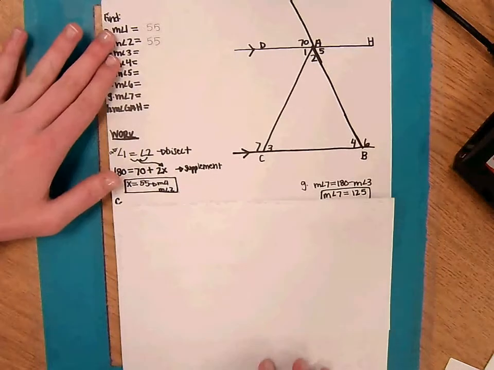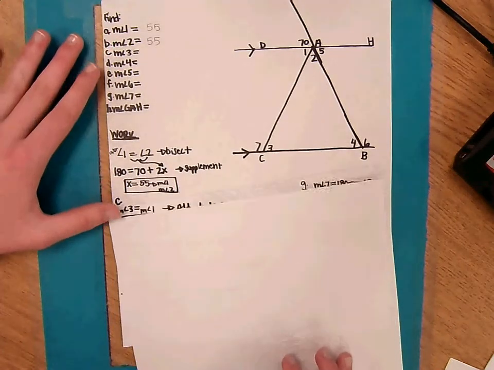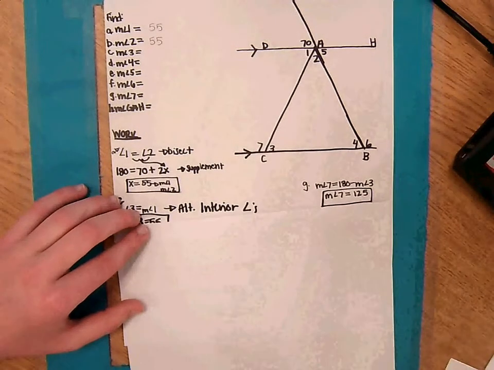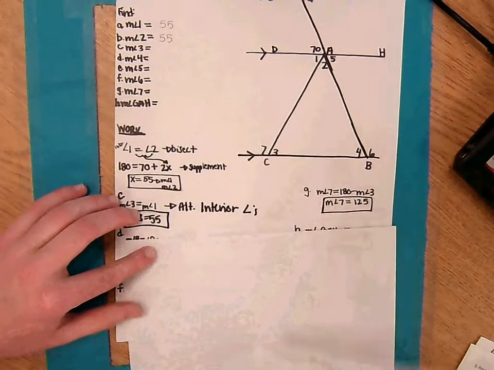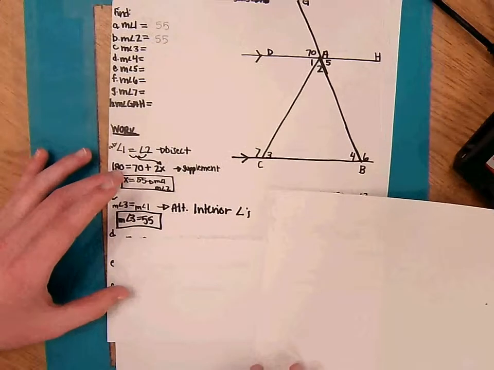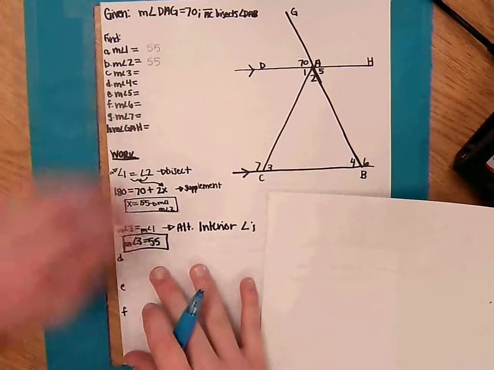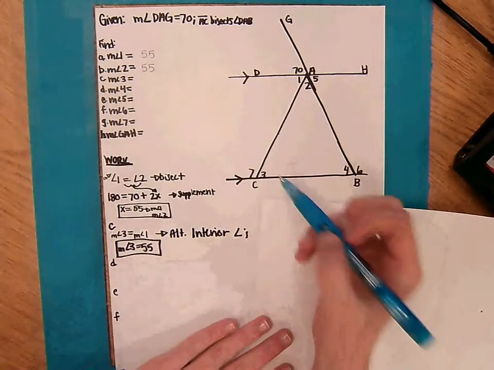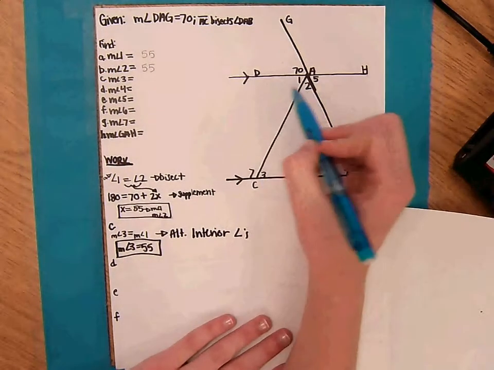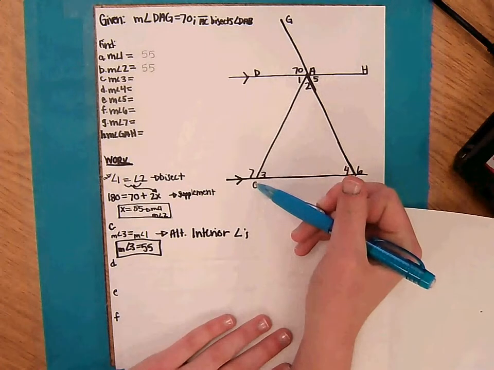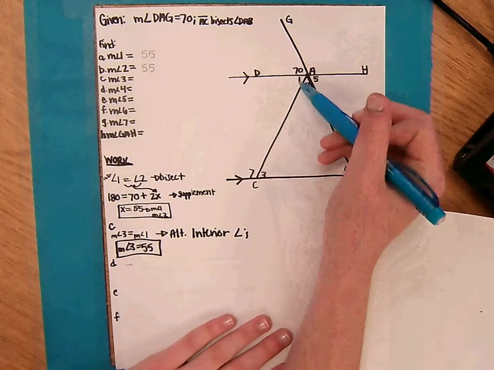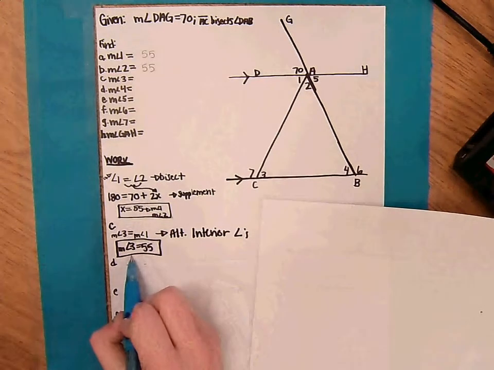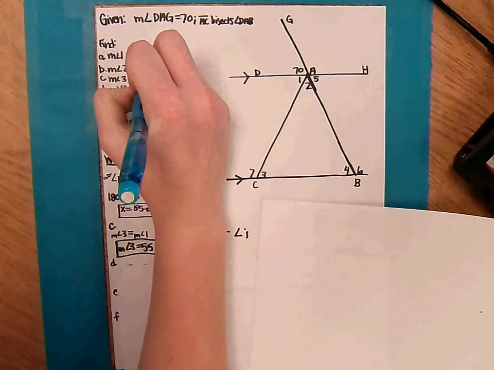Now we'll move on to C, which is the measure of angle 3. And so I put that measure of angle 3 is equal to the measure of angle 1 because they are alternating interior angles. So this is 3 and this is 1. They are separated by a line AC, so 3 is equal to 1 because of alternating interior. So that was easy, and that just gave me measure of angle 3 to be 55. Alright, now D.